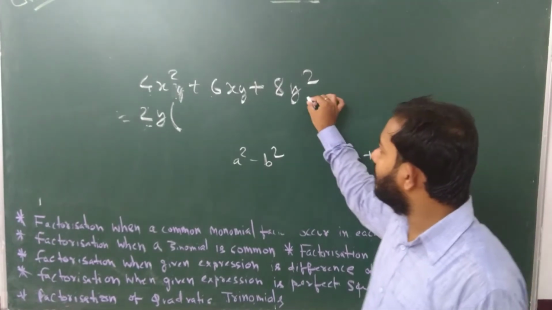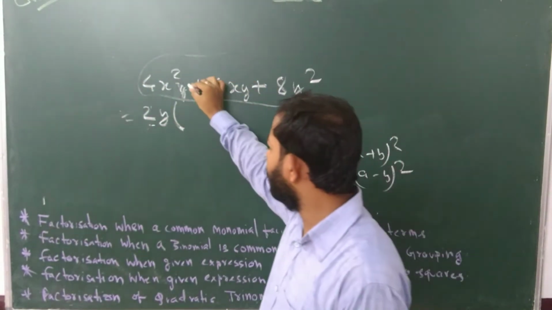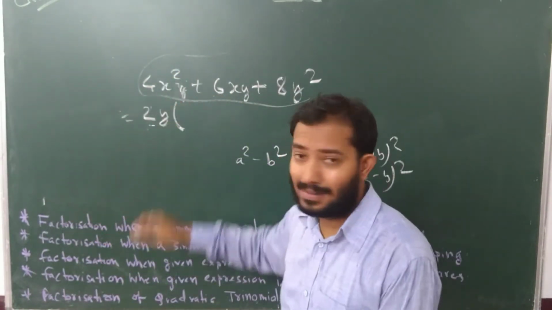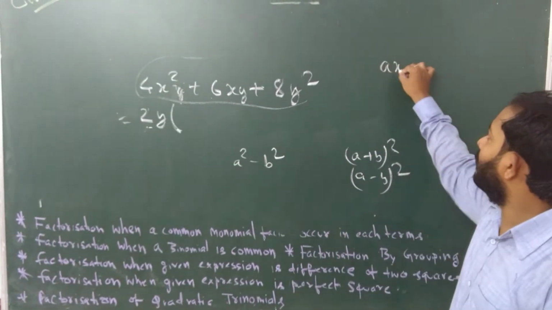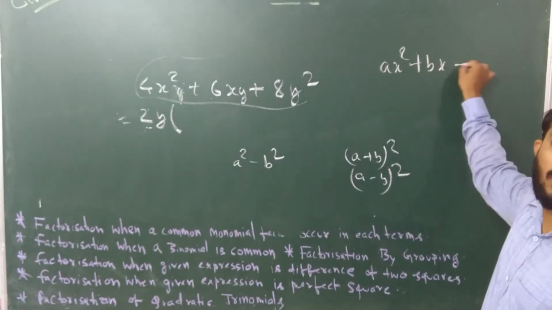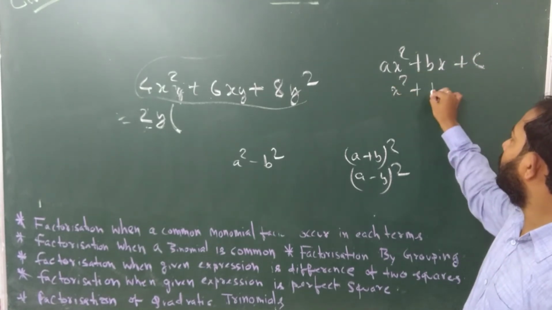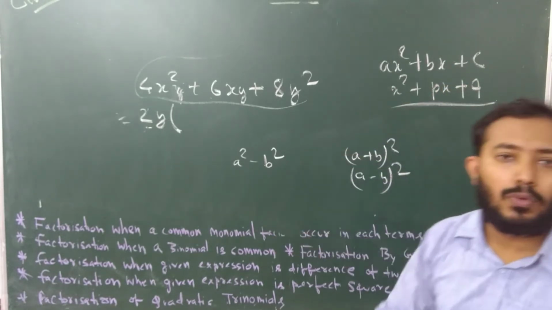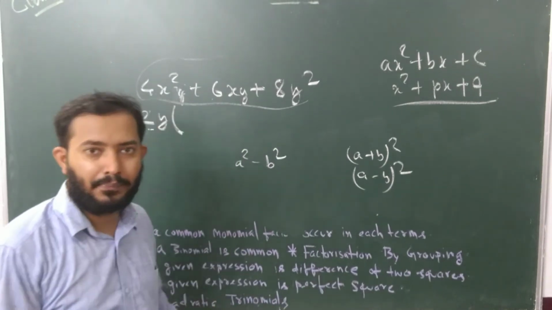So you can see that this is a quadratic trinomial, not a quadratic. As this is a cubic, you can see that it is not a cubic trinomial, because here degree 3 will not go for this type of thing. Our expression would look like this: ax square plus bx plus c, or x square plus px plus q. This type of two expressions we will get in this chapter.